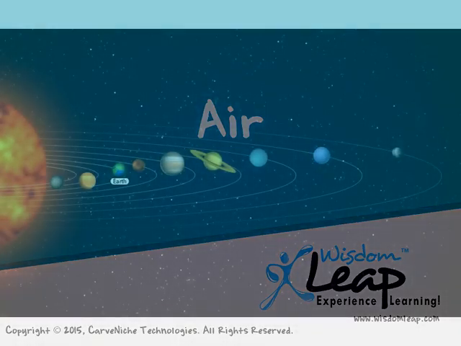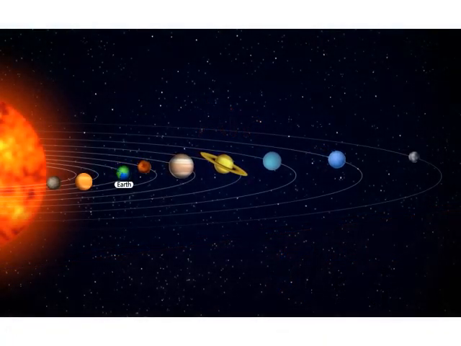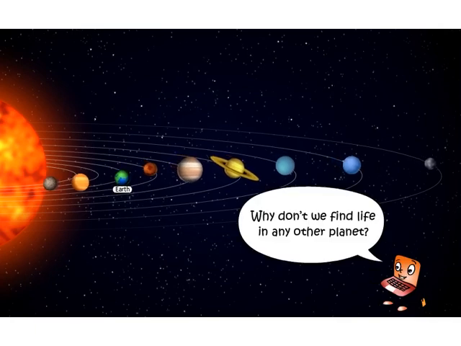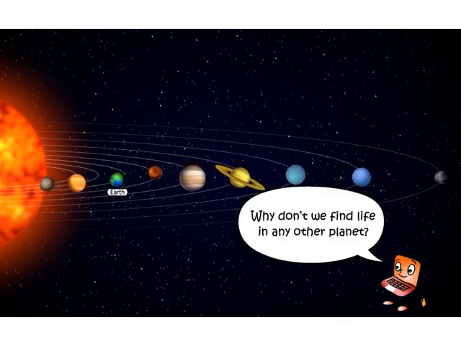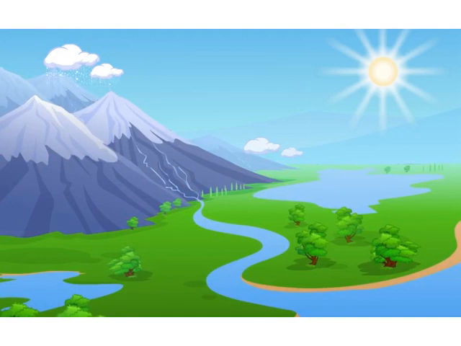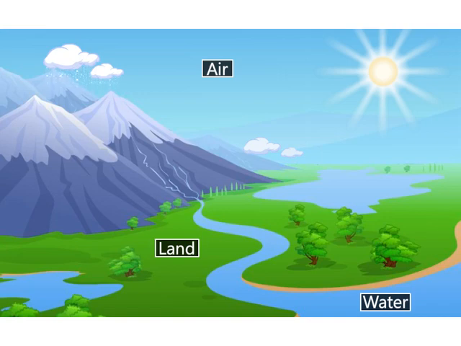Earth is the only planet in the solar system that supports life. Why don't we find life in any other planet? Earth's resources, such as land, water, air, along with an ambient temperature, made Earth livable.